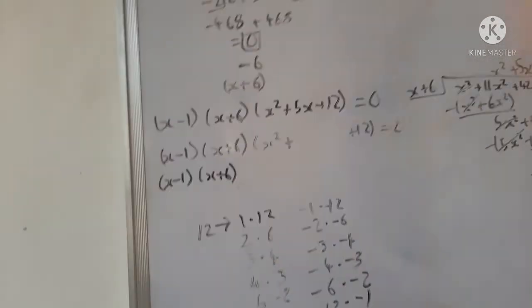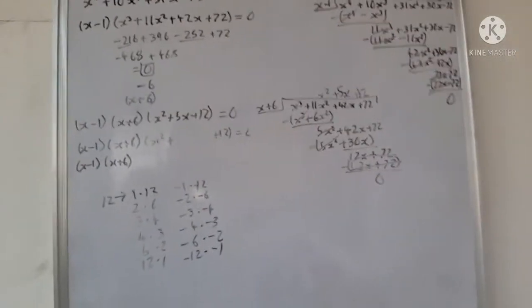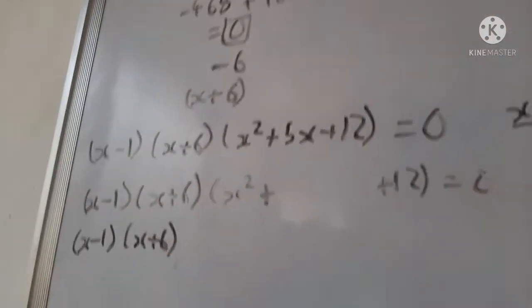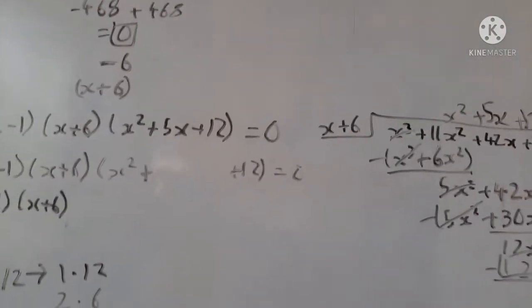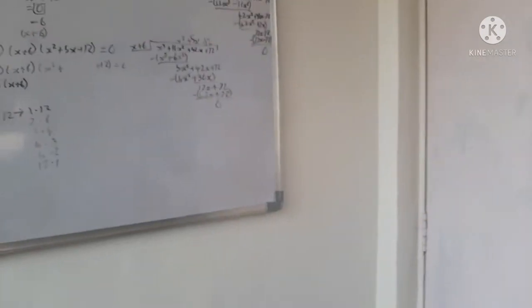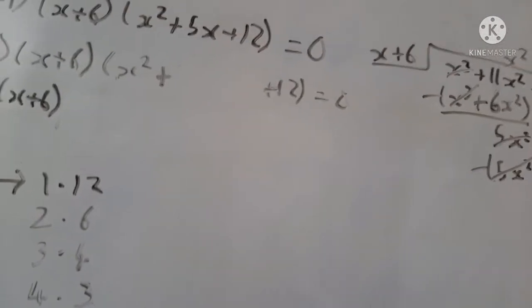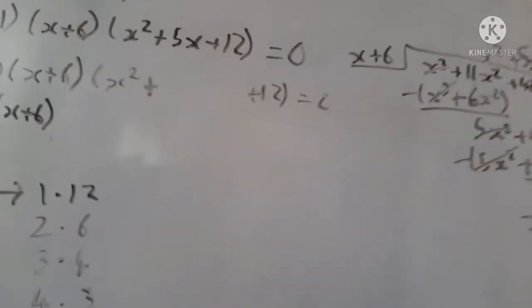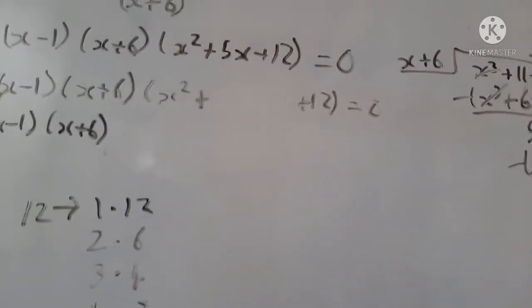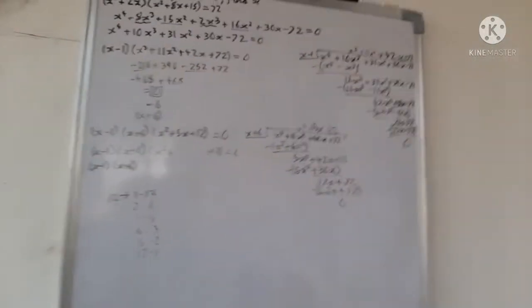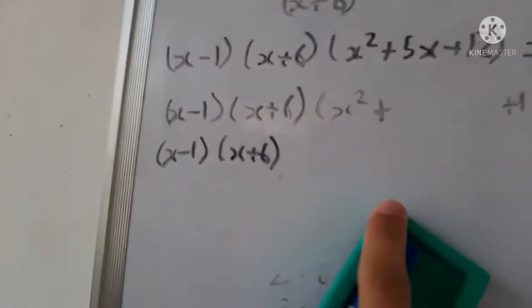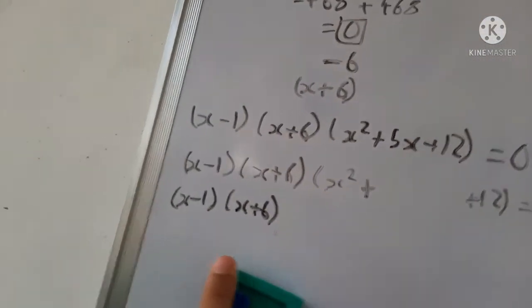Well, it can't be the minuses, right? Those will add up to a negative number, and 5 is positive because it is greater than 0. Hopefully you know that. So 2 plus 6 is 8, not 5. 3 plus 4 is 7, 4 plus 3 is 7. And I'm pretty sure we don't have any such factors from here. So we're going to have to use the quadratic formula.